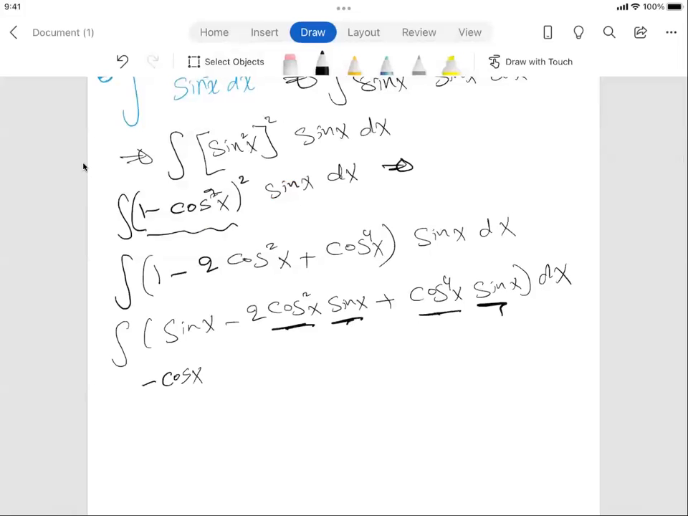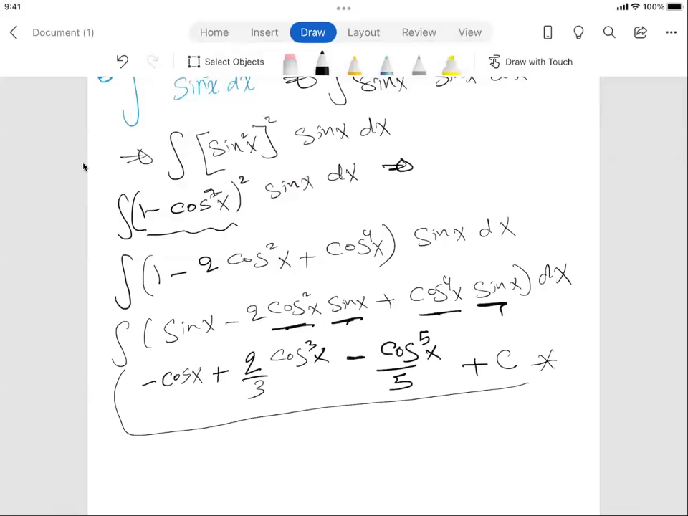And the next term, derivative of cosine is negative sine, so the negative becomes positive. It will become 2 cosine to power 3 of x divided by 3. And the next term, because derivative of cosine is negative sine, I need to substitute for the negative, and becomes cosine to power 5 of x divided by 5, and then add the constant. So that is the final answer.